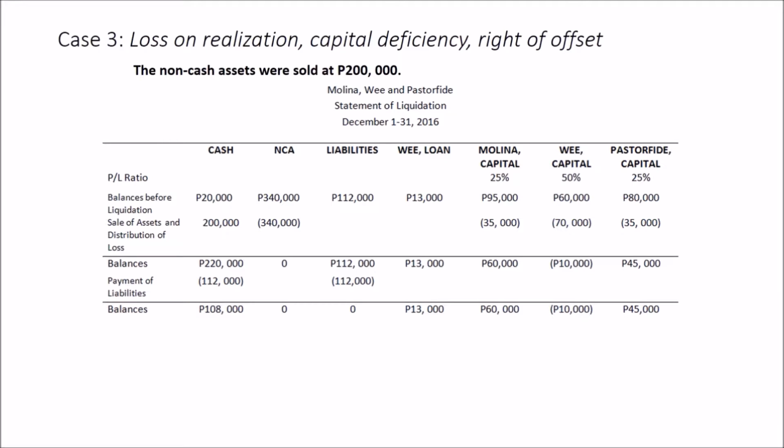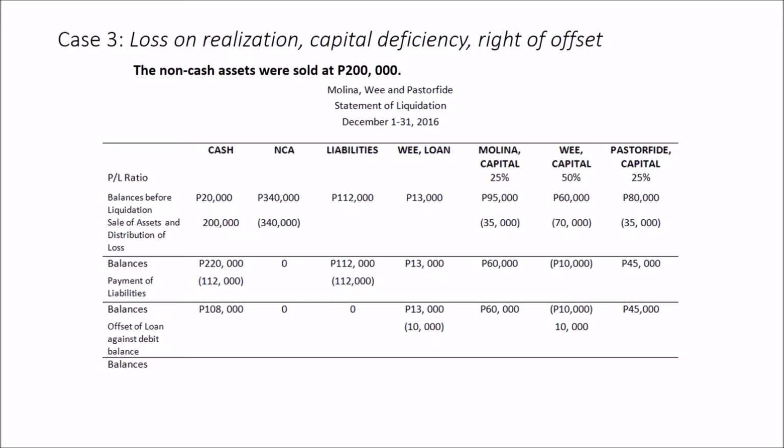We then proceed to the sale of assets and distribution of loss. After which, payments of liabilities are made. The right of offset is applicable in this case since We has a deficit of 10,000, which will be deducted from his loan of 13,000.